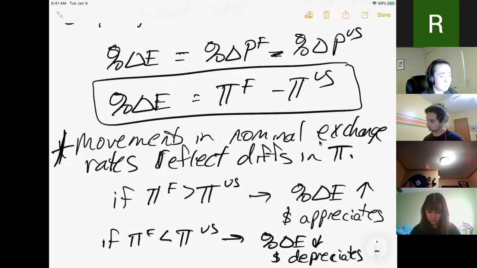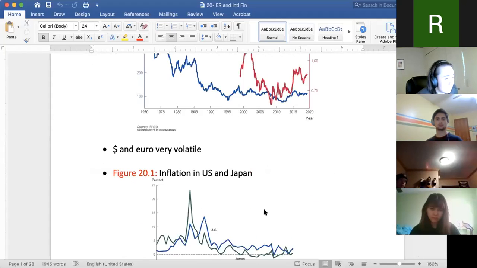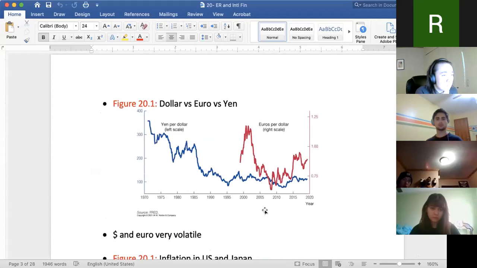So the idea behind purchasing power, the implications of purchasing power parity, is that what is going to be the primary mover of exchange rates in the long run? Differences in inflation. Countries that have low inflation should see their currency appreciate. Countries with high inflation should see their currencies depreciate. And if you look at the data, you see this, right? This is reflective of what we see in the data. So let me just show you a couple of pictures here.